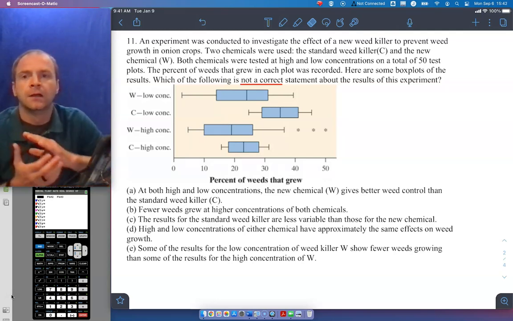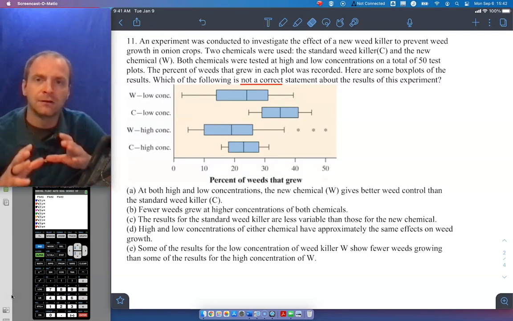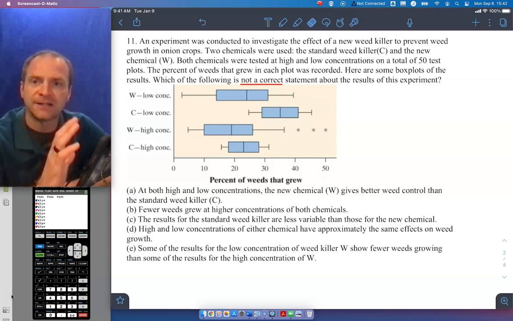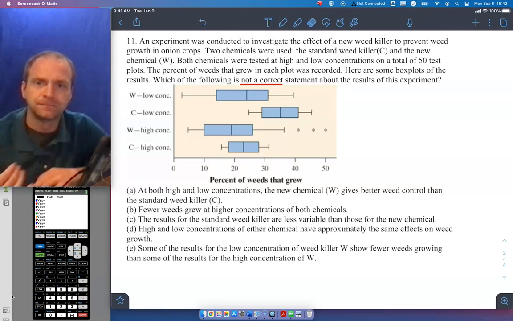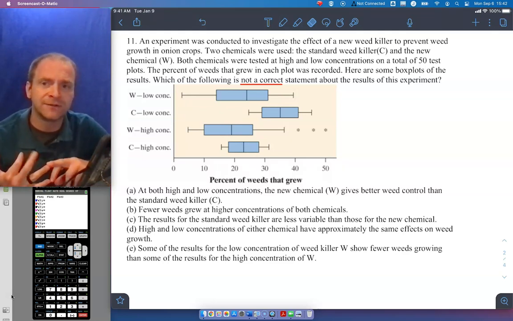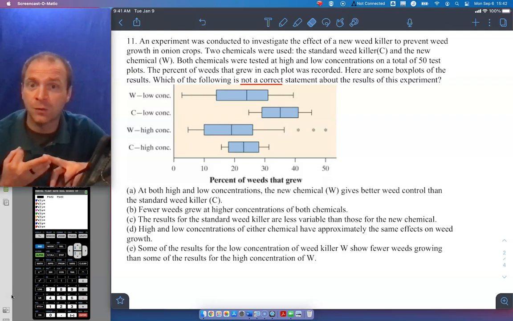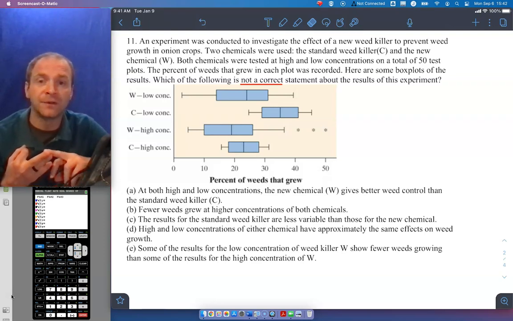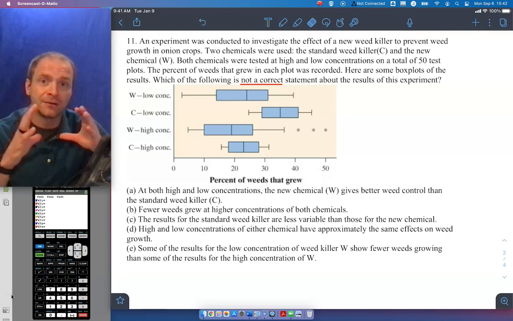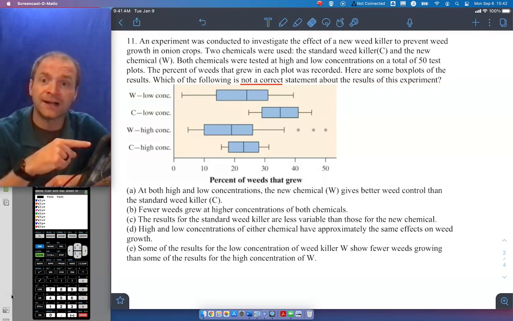Okay. So I could go right down and read my choices, but I'm just going to quickly look at the box plots, and I'm going to figure out what I can tell. I could tell it looks like all the medians are different. I could see that the ranges could be different. The new weed killer, W, with high concentration has some outliers, while the other ones don't. The one with the less variability, the tighter box plot, is the standard weed killer right here with high concentration.